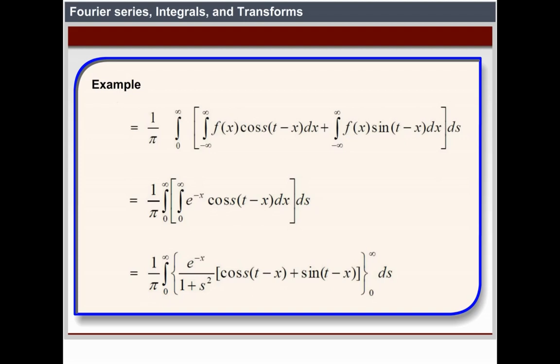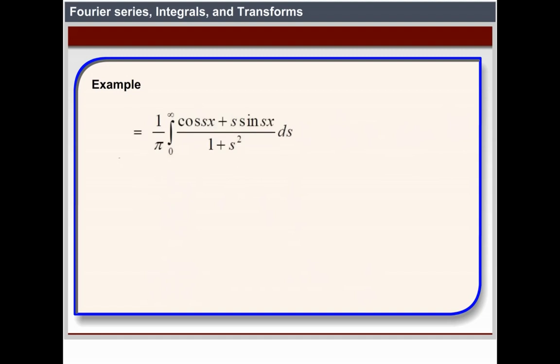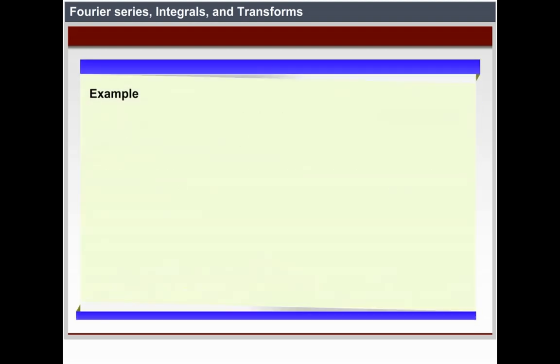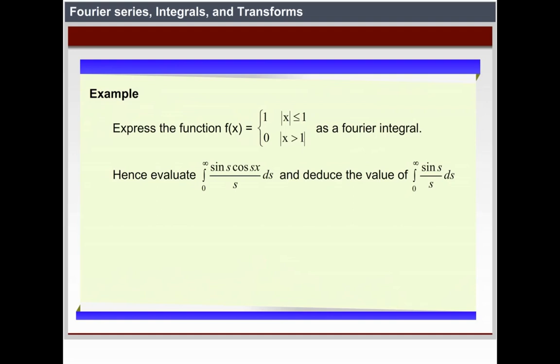After applying the limits, we get equal to 1 by pi integral 0 to infinity cos sx plus sin sx divided by 1 plus s square into ds. Put t equal to 0, f of 0 equal to 1 by pi integral 0 to infinity ds divided by 1 plus s square equal to 1 by pi tan inverse s with limit 0 to infinity equal to 1 by 2, which is true. Hence proved.